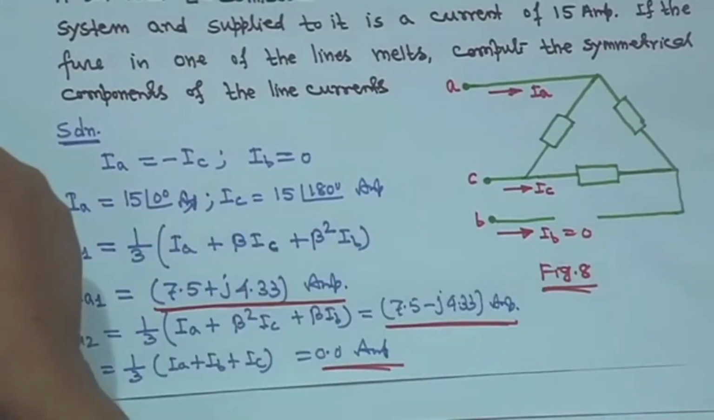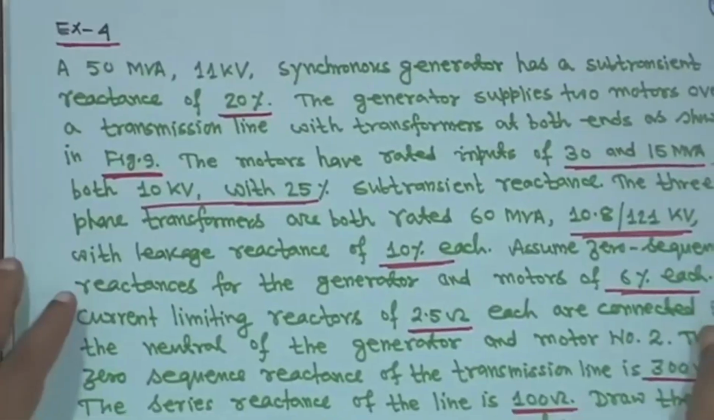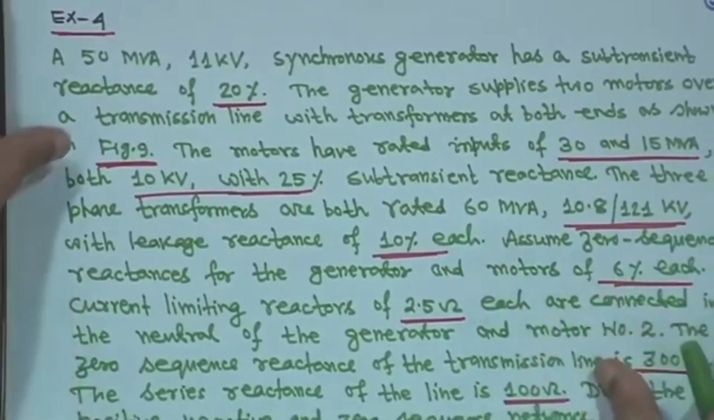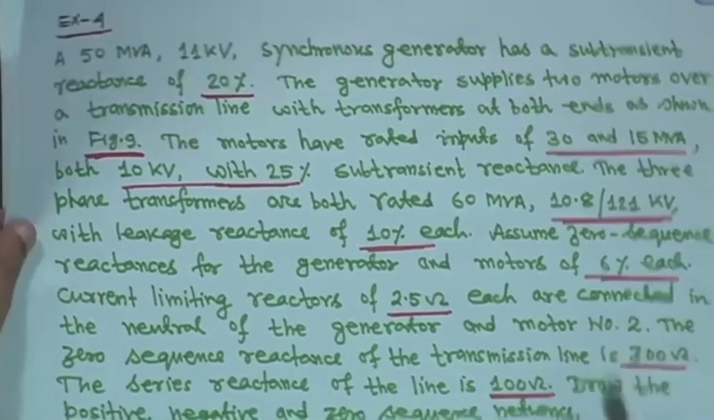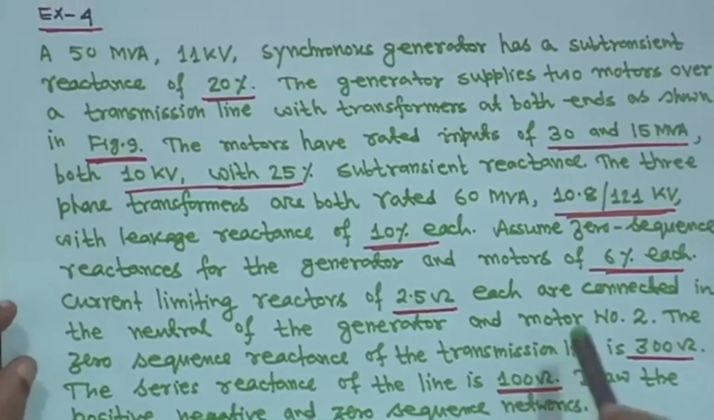Next one. We have studied the per unit system, and this problem itself is a whole page, but not that difficult, except the 0 sequence part. Then I will explain. The question is this.